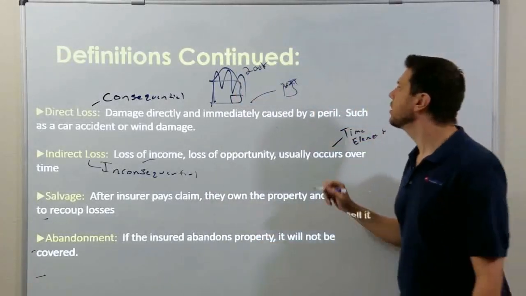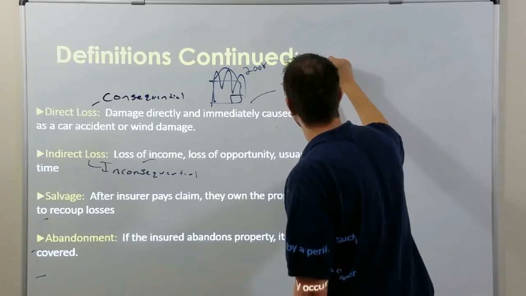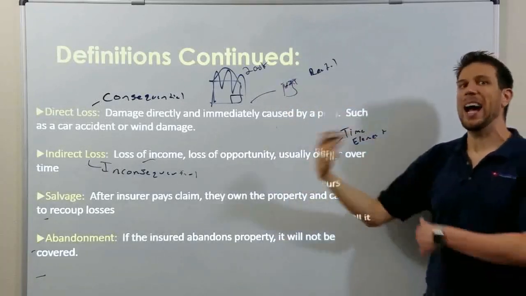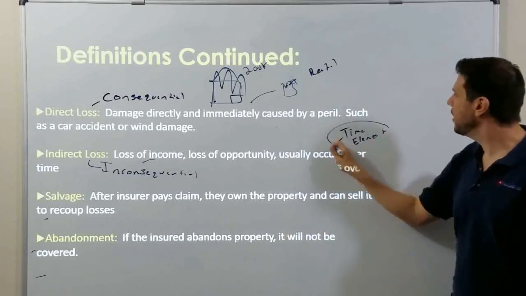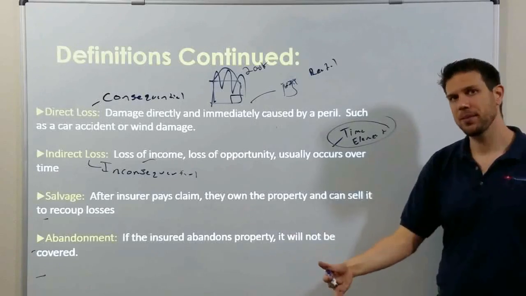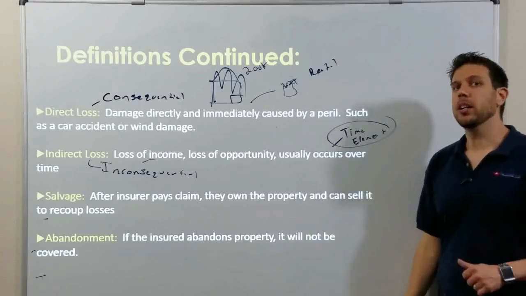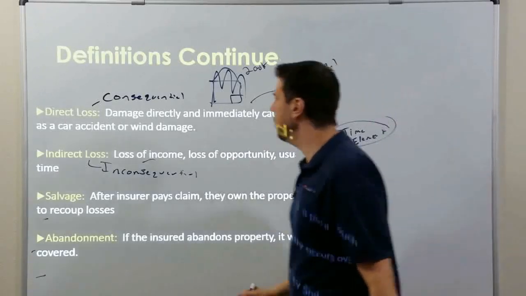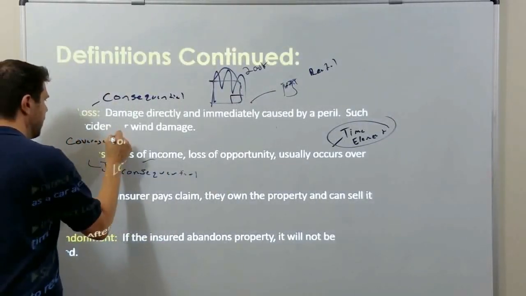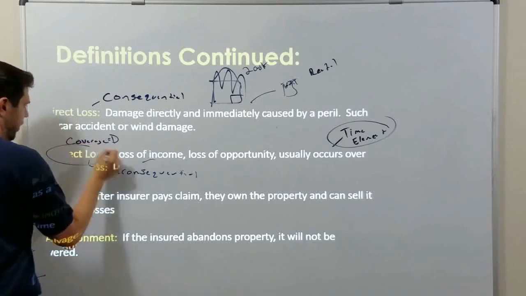Indirect loss is rental income. Indirect losses occur after the fact, and you receive this payment over time. That's why it's known as time element. Later on, you're going to learn in homeowners that coverage D is an indirect loss.